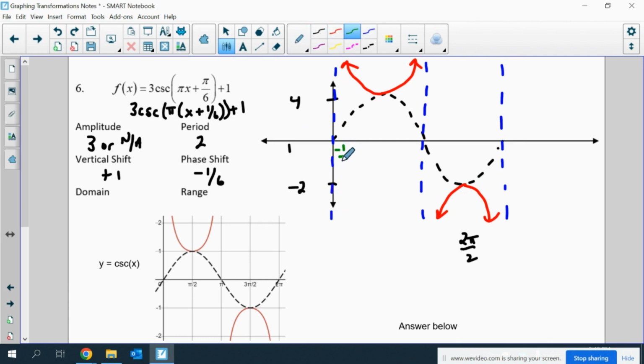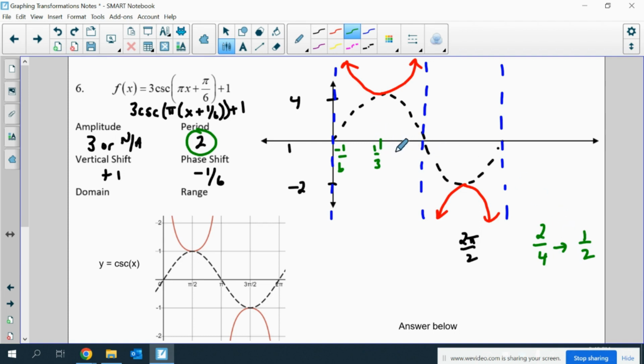I had a phase shift left 1/6. My period is 2. I divide that by 4 to figure out how much I add every time. So I'm going to add 1/2. So that's like adding 3/6. So I have 2/6, which is 1/3. I add another 2/6, which would be 4/6.